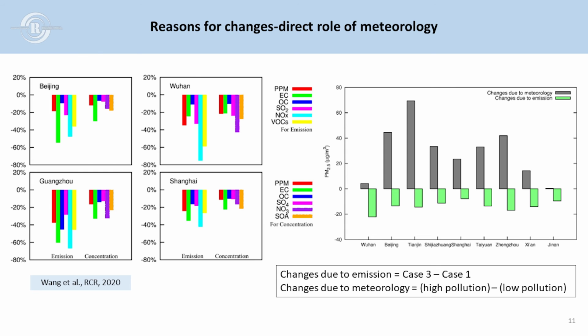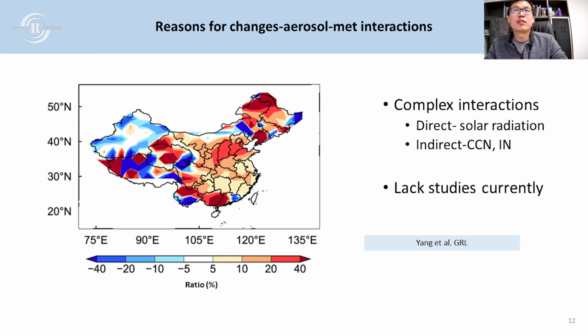However, the emission changes actually have some roles in the reduction of the pollutants. However, it was much smaller than the changes due to meteorology. So we see that in this episode, even though emission was reduced a lot, the concentration still increased. So there are other reasons for the changes.